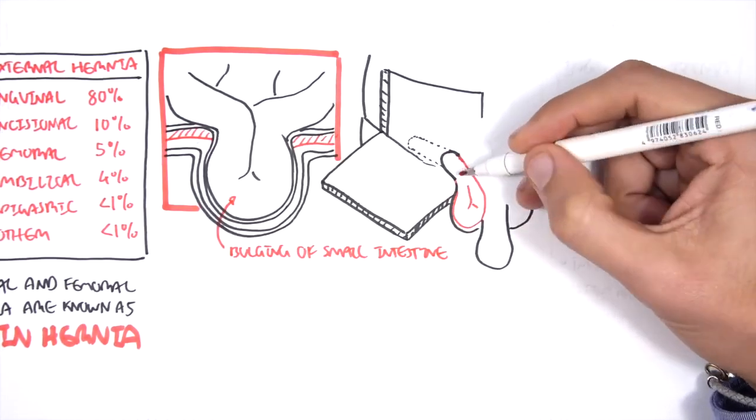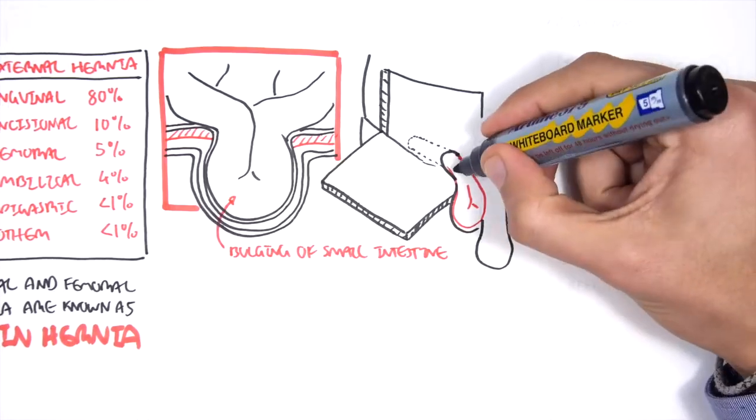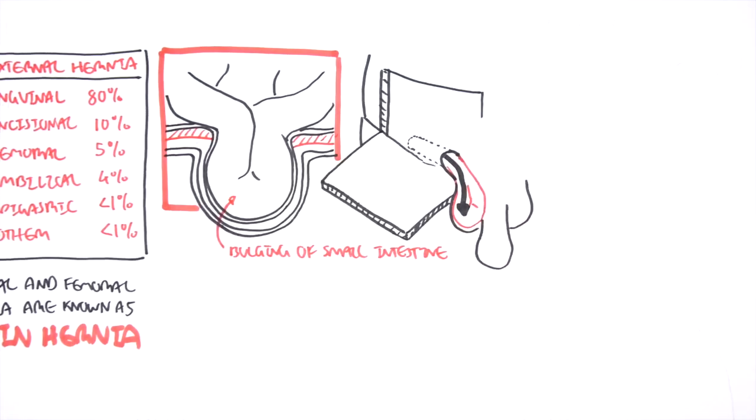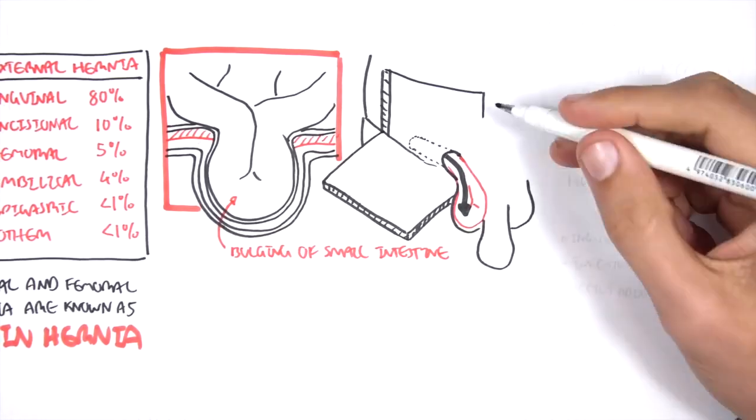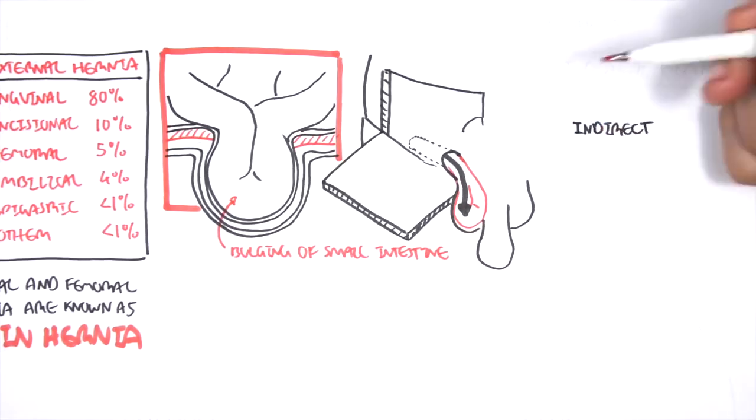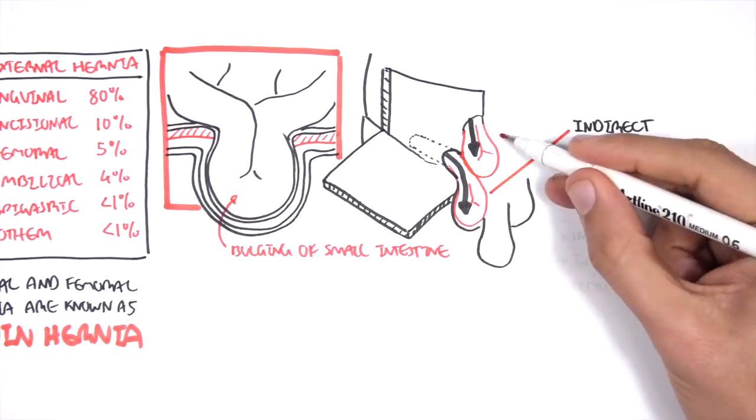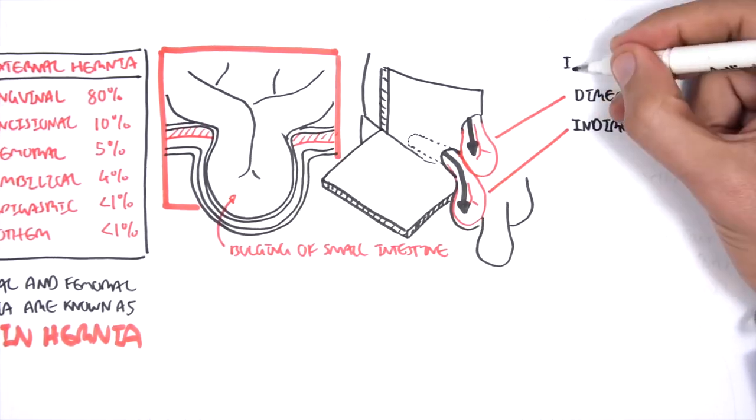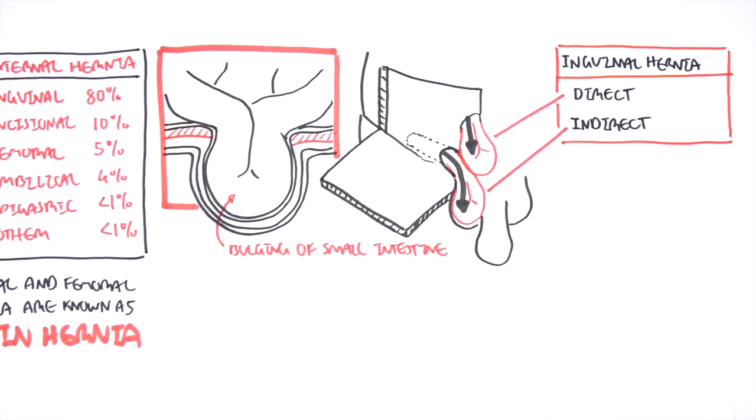And there are two types of inguinal hernia. We have what's known as an indirect inguinal hernia, which is the one that bulges through the abdominal wall and actually goes into the scrotum. So it follows the spermatic cord pathway. And then you have a direct inguinal hernia, which is just a hernia that bulges through the abdominal wall and doesn't actually go down the scrotum.